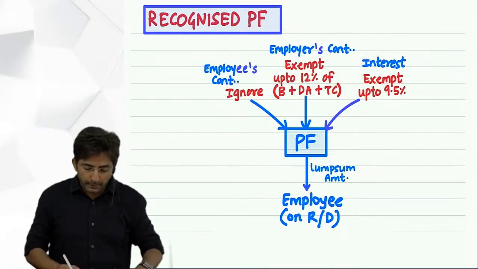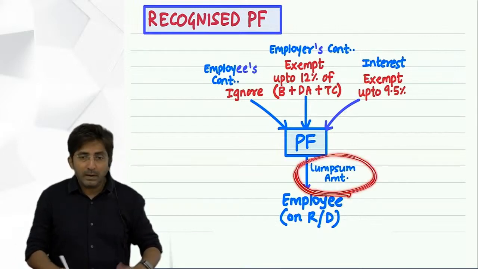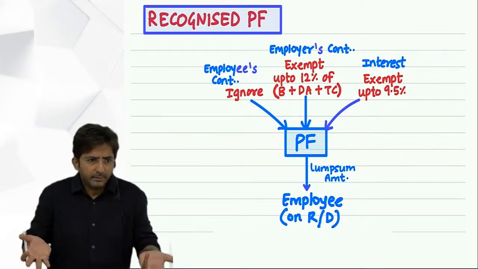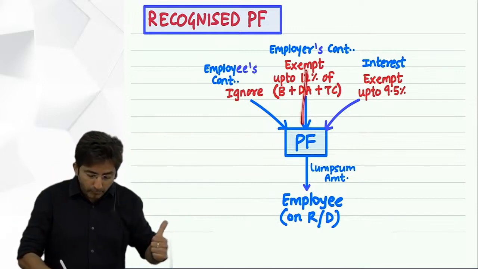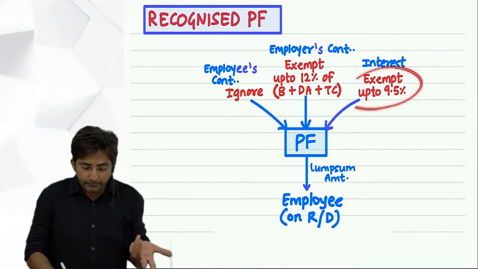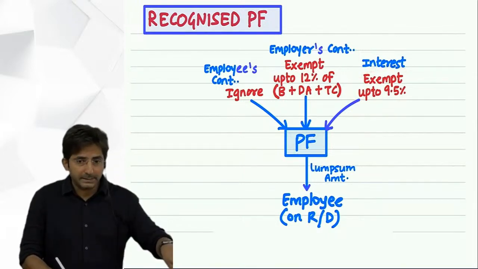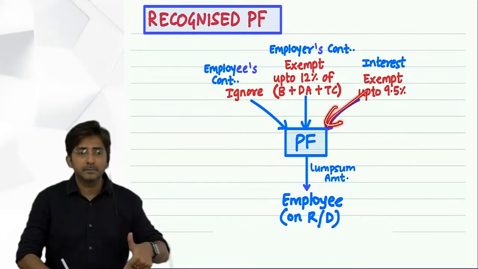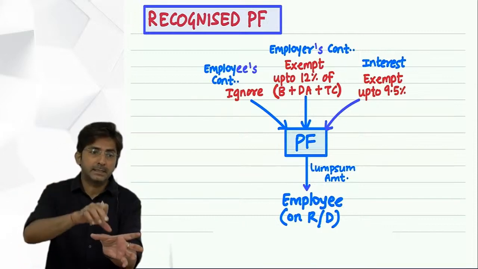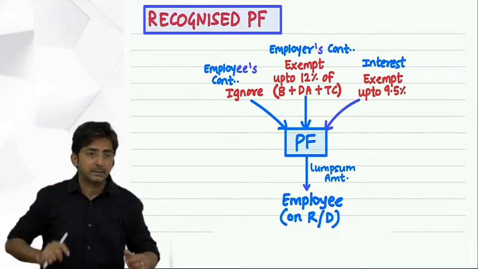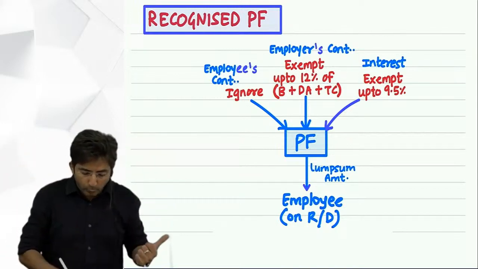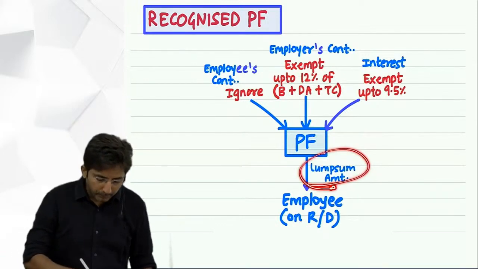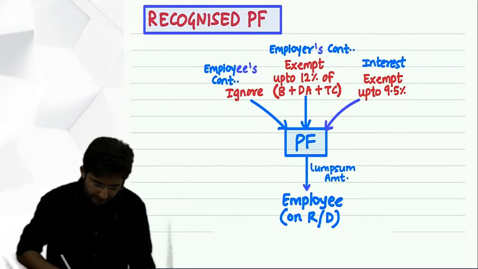Many students have told me, sir, even this should become partly exempt. Why partly? Whatever partly taxable the government wanted to do, they have already done during the service. So if interest was 10%, 9.5% was exempt and the balance 0.5% was taxable on a yearly basis. Every year the provident fund was credited with interest, and year to year you might have paid the tax. Now if you get that accumulated amount together at the time of retirement, you will not have to pay the tax again. So in short, the lump sum amount will become fully exempt.